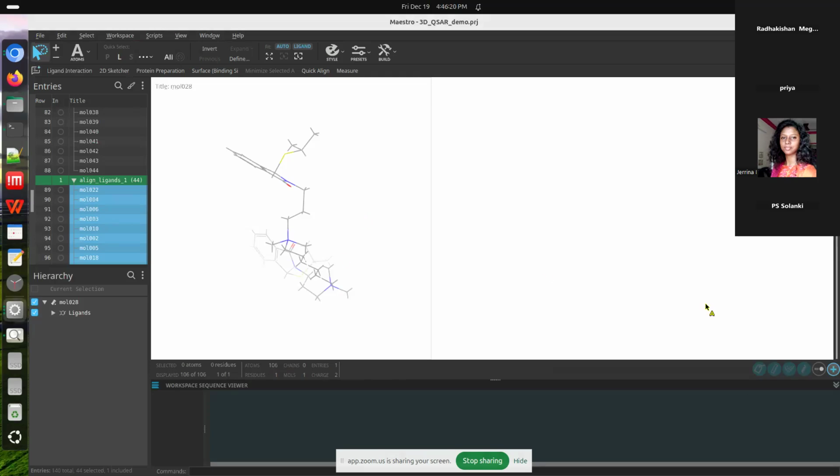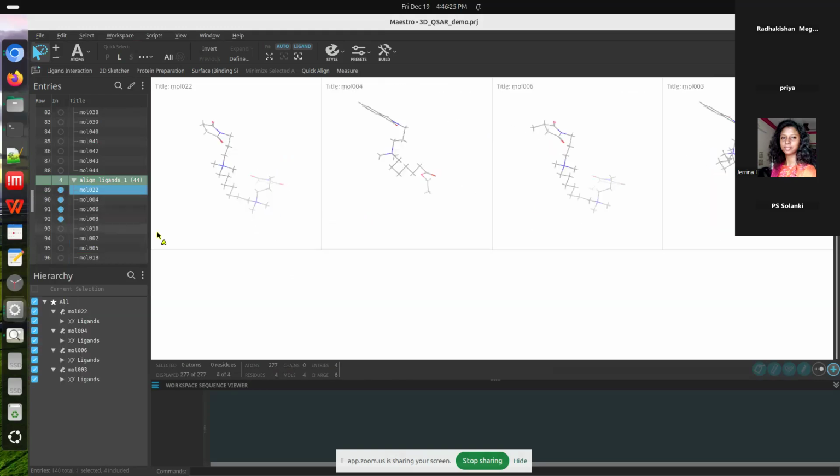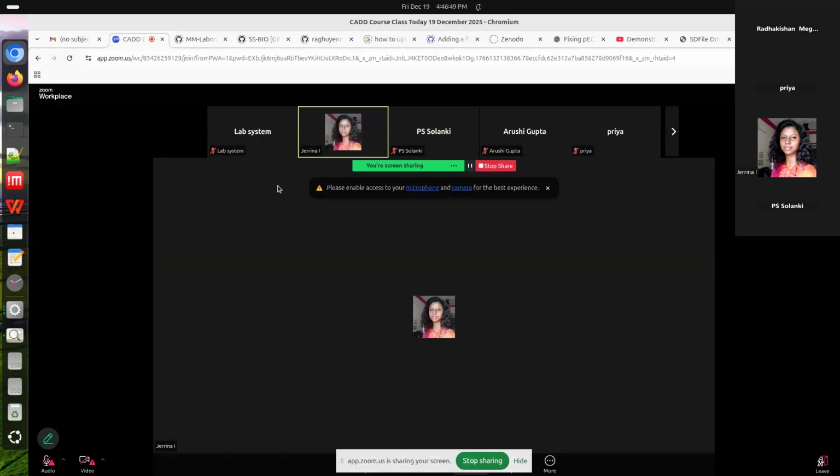So if I just click on this, it will give me the tile view. So this is how you can visualize all of your ligands in the 3D structure. And I hope this sums up all the 3D QSAR modeling and the analysis part. Thank you.